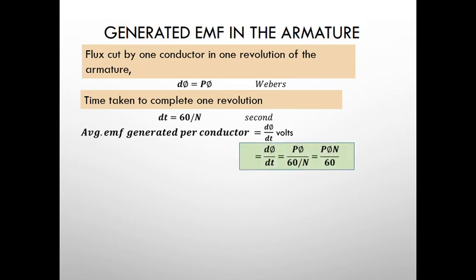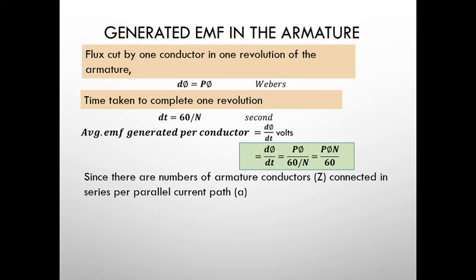Substitute, we have P flux divided by 60 over n. So imong i-simplify, we have P flux n over 60. Okay? So since there are number of armature conductors connected in series per parallel current path, napunta ni nga formula Z over A, where A is the number of current parallel paths.